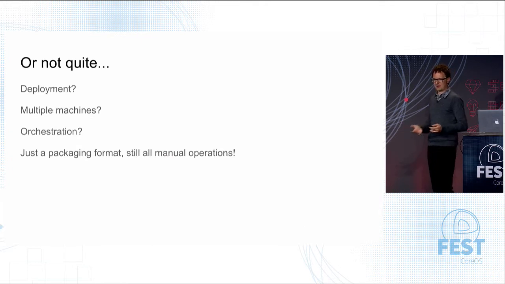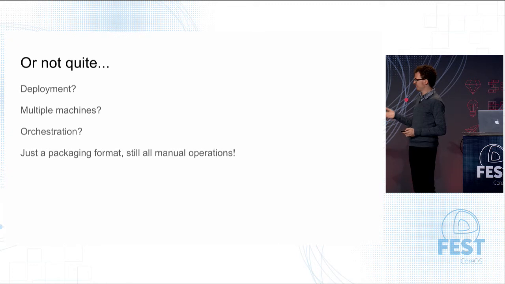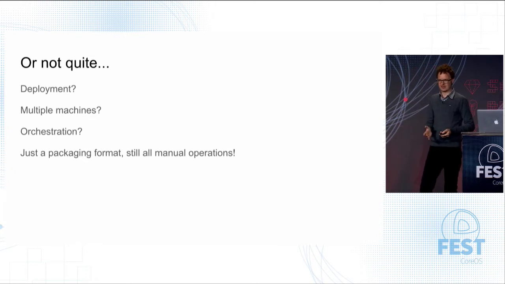Because what about deployment? How do you deploy Docker containers to your servers? You still have to manually pull them and start them. What about multiple machines or orchestration between your services? That was all still a manual process. So it turns out that Docker, back then, now it's a different story, but back then it was just a packaging format, and it was still all manual. So nothing really solved. It made things a bit easier, but not much.